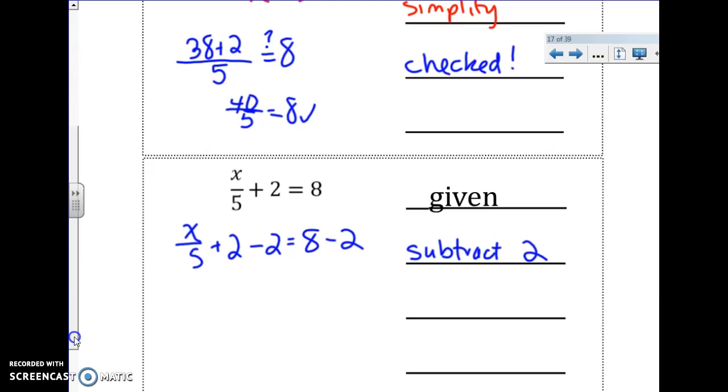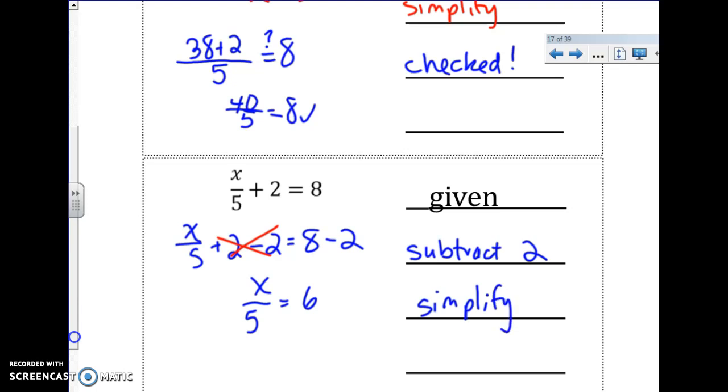So again, I'm doing this because in the first example, everything was being divided by 5, so I wanted to undo that. In this example, we're adding 2. We've got to take that away first. All right, so after we subtract 2, we have x over 5 equals 6. All right, so we simplified.